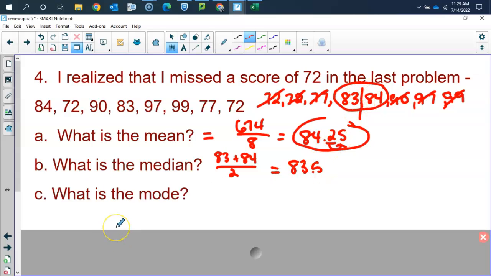What is the mode? Go. Well, in this problem, 72 appears twice. So the mode is 72.